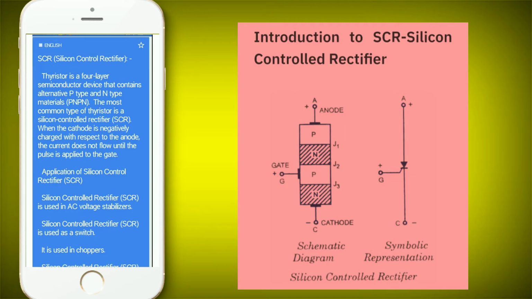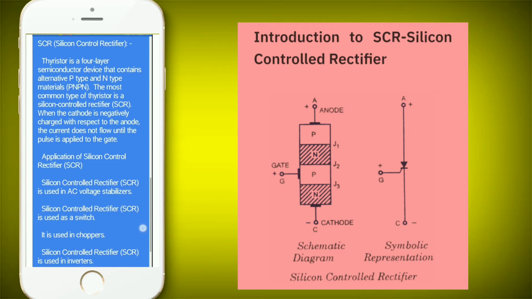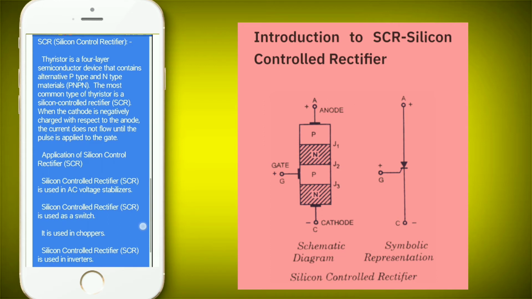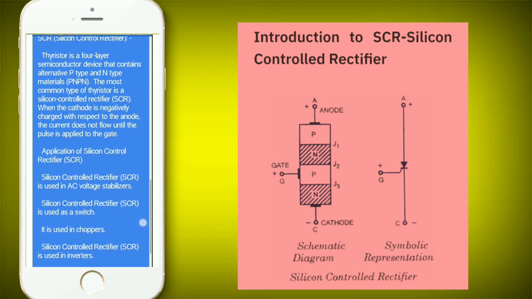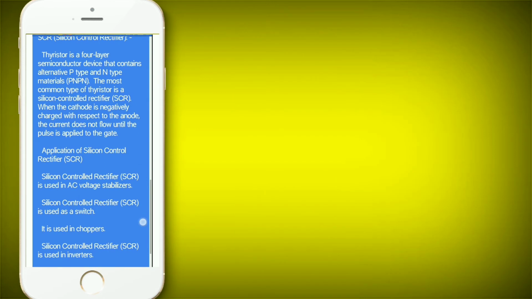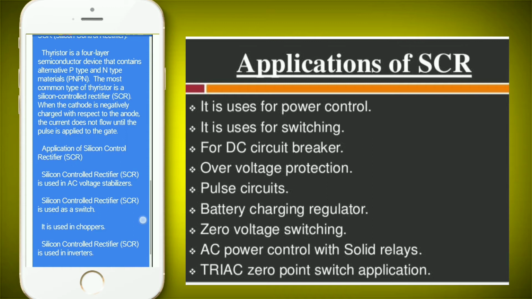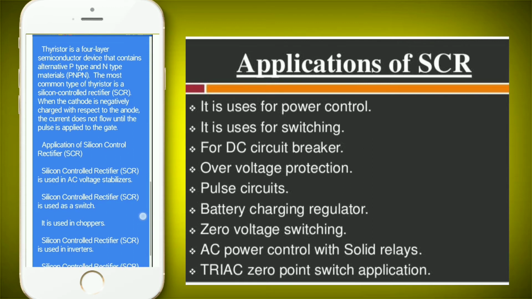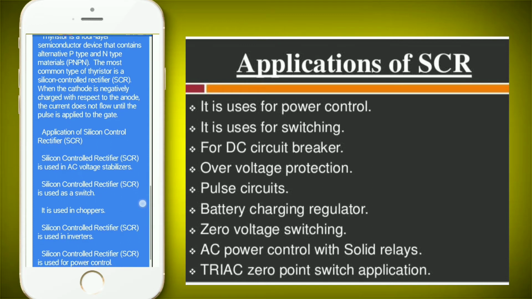SCR, silicon controlled rectifier. A thyristor is a 4-layer semiconductor device that contains alternating p-type and n-type materials (PNPN). The most common type of thyristor is a silicon controlled rectifier (SCR). When the cathode is negatively charged with respect to the anode, the current does not flow until a pulse is applied to the gate.